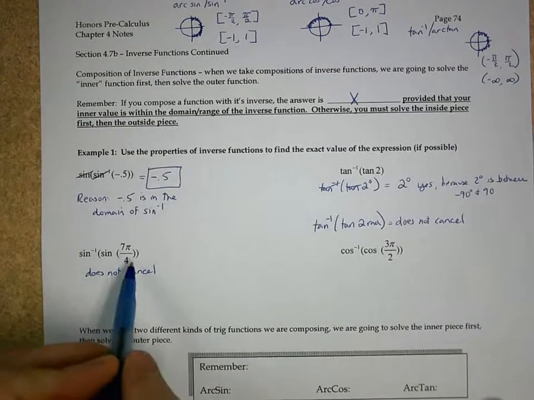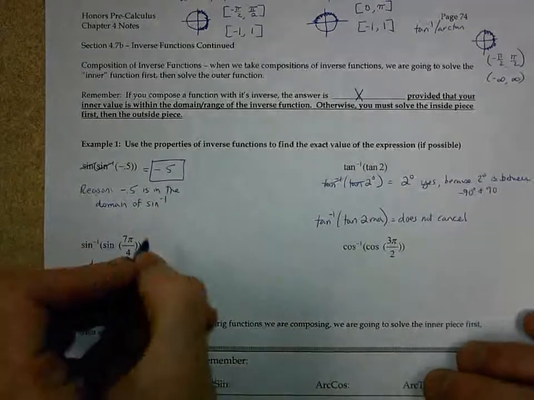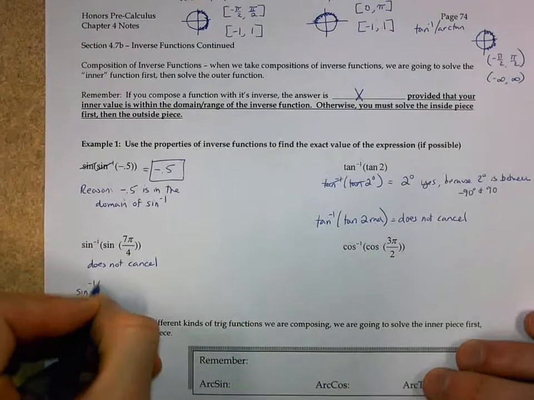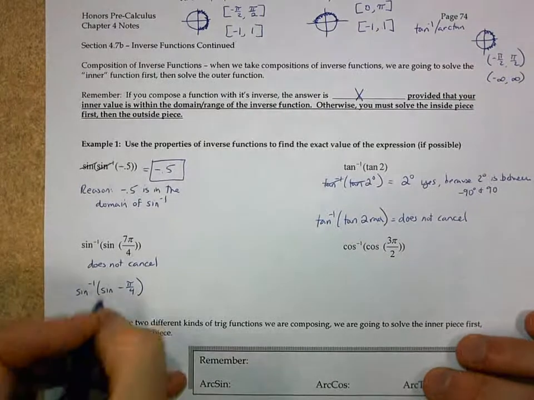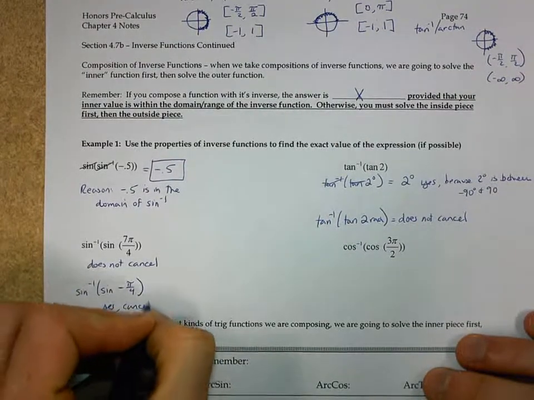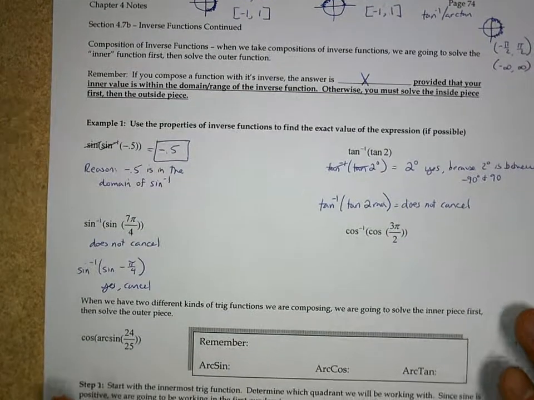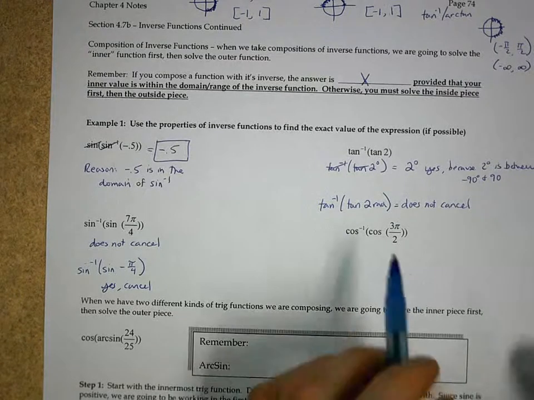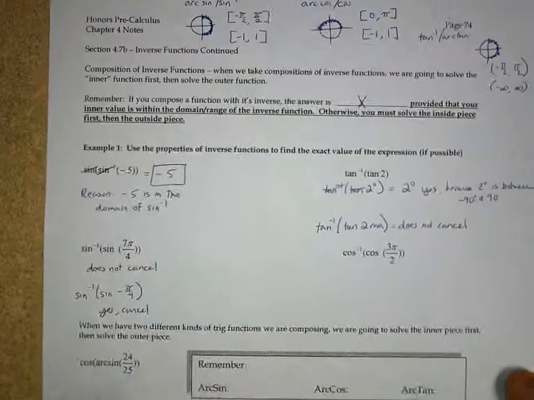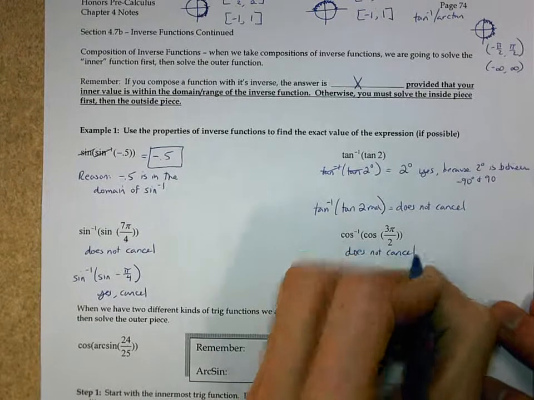I could make it cancel, though, if I found a coterminal angle that worked, which the coterminal angle we could find would be negative pi over 4. If I were to convert this to sine inverse of the sine of negative pi over 4, then yes, they cancel. The last one, if I look at it just the way it's written, it will not cancel because 3 pi over 2 is larger than 0 to 2 pi. So this does not cancel.